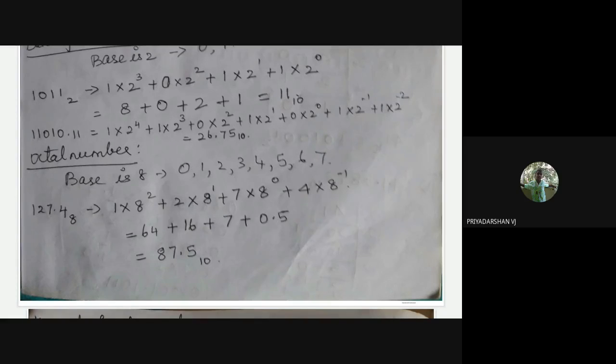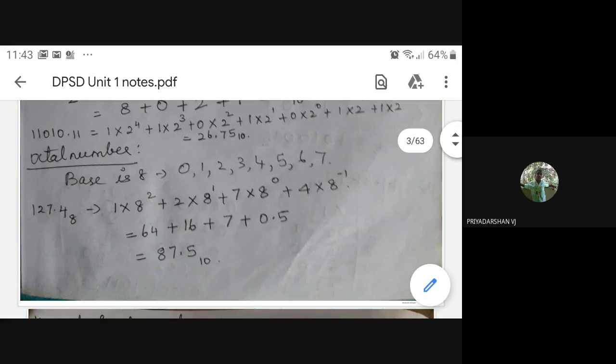So here the number is 127.4. You are going to perform the same procedure as binary to decimal, but instead of base 2, you are going to use base 8 here. So 4 should be multiplied by 8 power minus 1, and 7 should be multiplied by 8 power 0, 2 should be multiplied by 8 power 1, and 1 should be multiplied by 8 power 2. So all this you add, you get the value of 87.5. That is the decimal value.